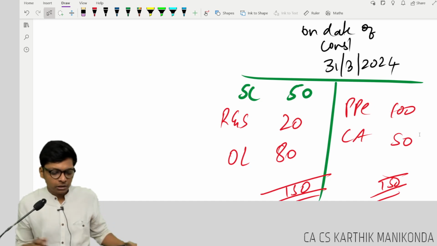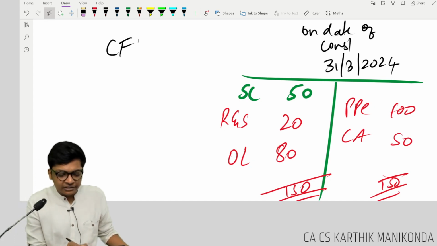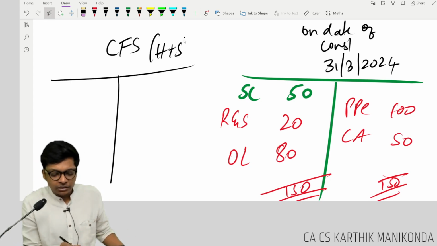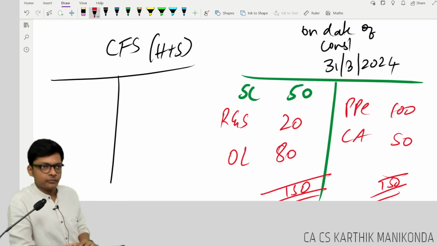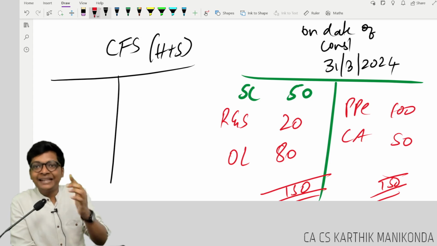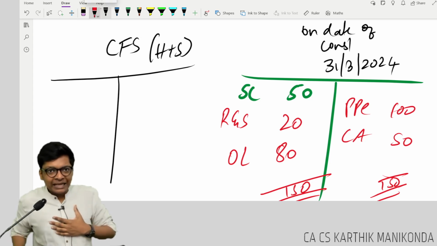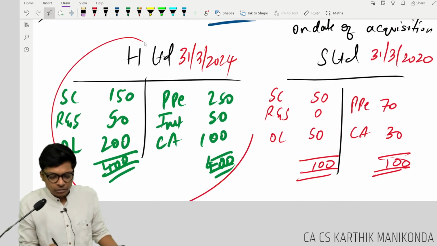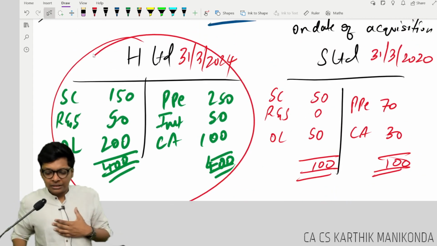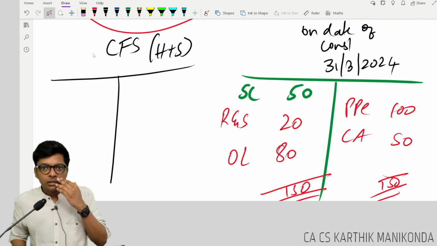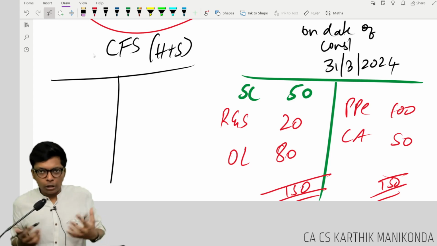Are you following, guys? Now we have to prepare the CFS. What is CFS? Consolidated financial statement of holding plus subsidiary. This is the answer. So what I told you, consolidation is nothing but line by line addition. We have to do line by line addition. Line by line addition comparing which balance sheet? This, correct, and 31st March 2020, 31st March 2024, always 2024 on the date of consolidation.